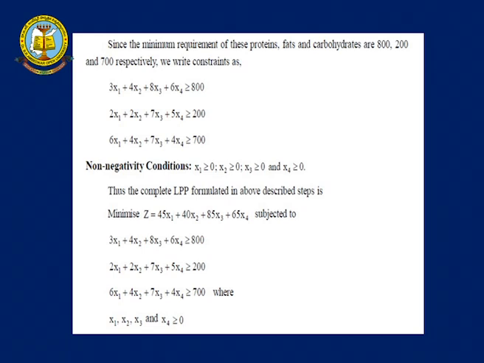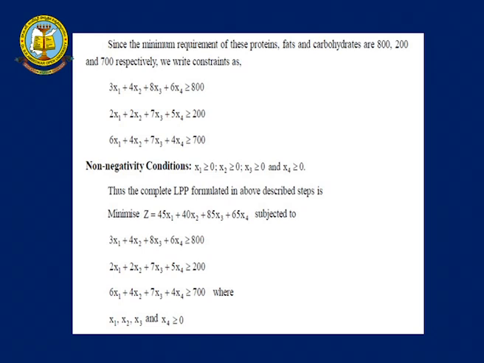So, here the final structure will be: objective function minimum z equal to 45x1 plus 40x2 plus 85x3 plus 65x4, and subject to the constraints. Based on proteins, the first equation is 3x1 plus 4x2 plus 8x3 plus 6x4 must be greater than or equal to 800. Based on fats, the second constraint is 2x1 plus 2x2 plus 7x3 plus 5x4 greater than or equal to 200. And the last constraint, based on carbohydrates, is 6x1 plus 4x2 plus 7x3 plus 4x4 must be greater than or equal to 700.